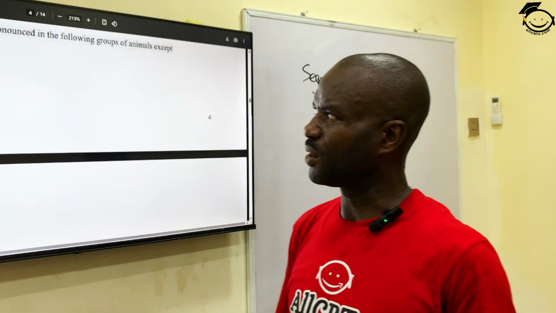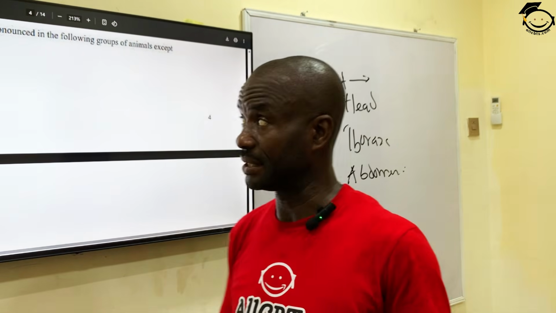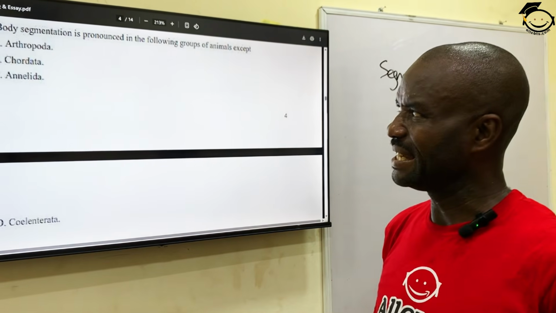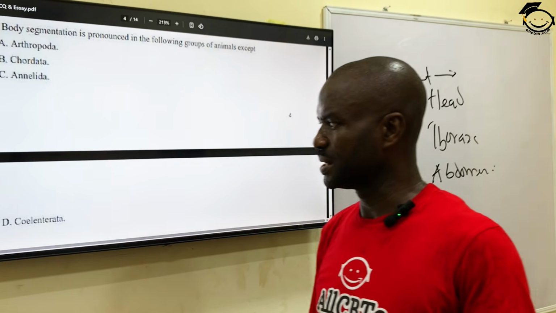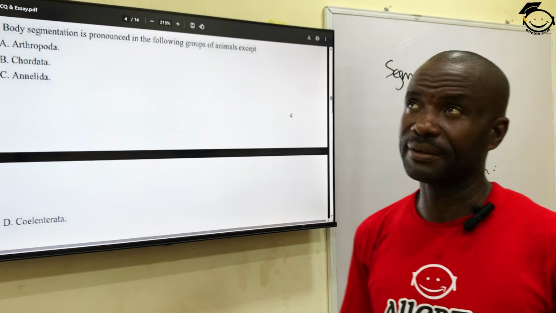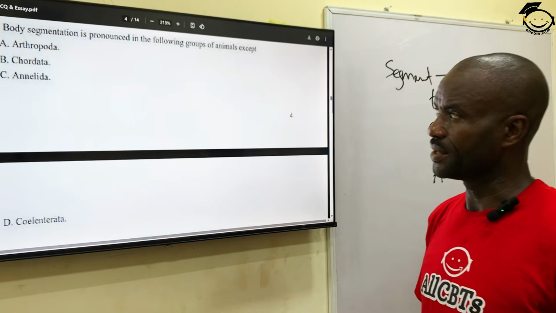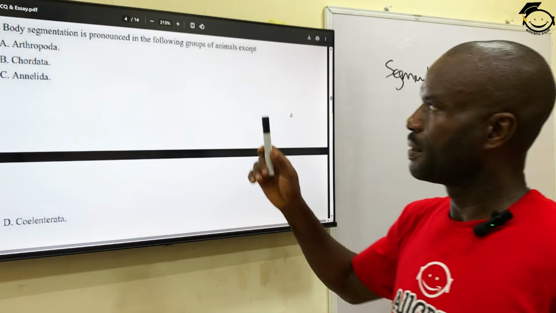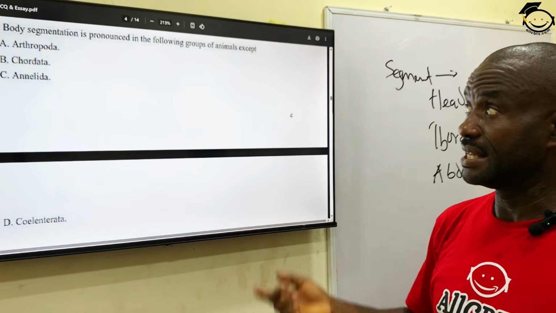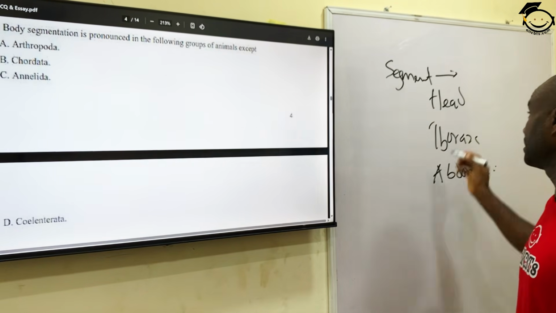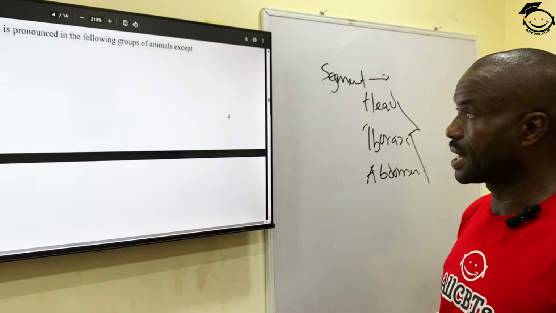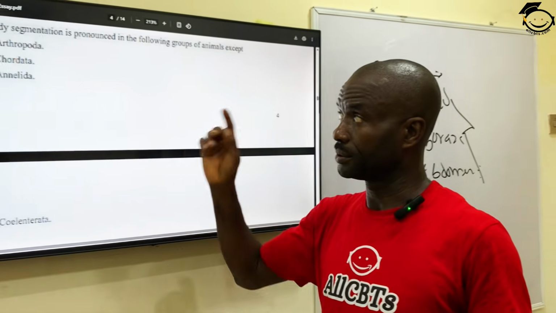Then we have another called chordata. This is man, you know, human being. Then we have annelids, such as roundworms. Then we have the other one, cnidarians. Cnidarians are hydra, for example, hydra. So the best option is arthropods, which are insects. Their body can be divided into three major parts or segments called head, thorax, and abdomen.